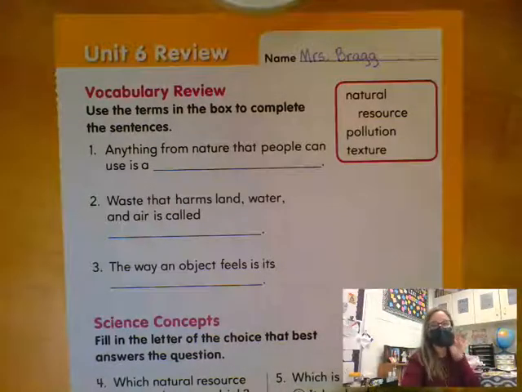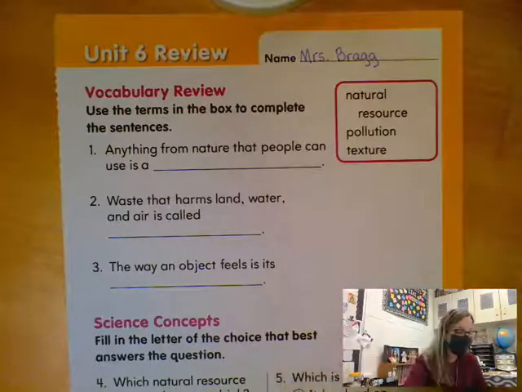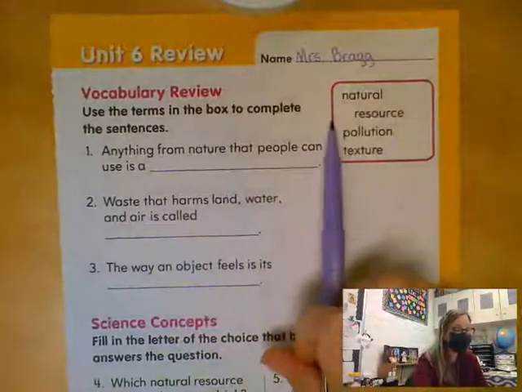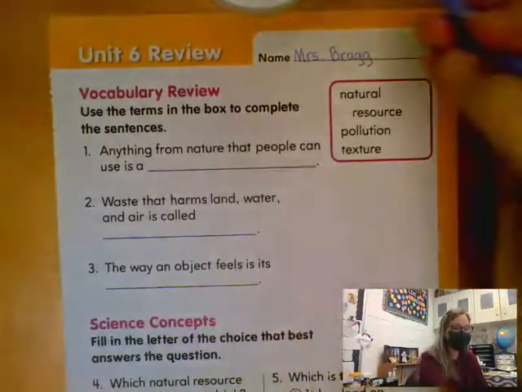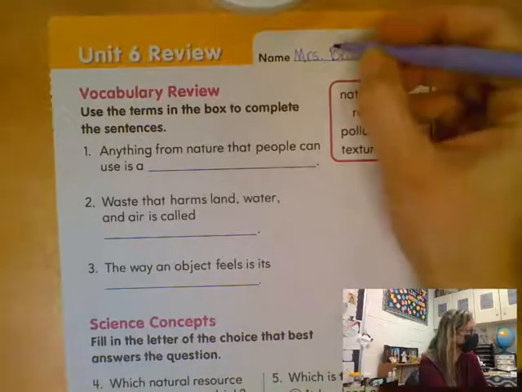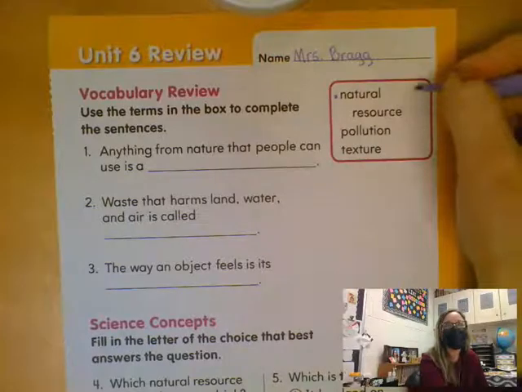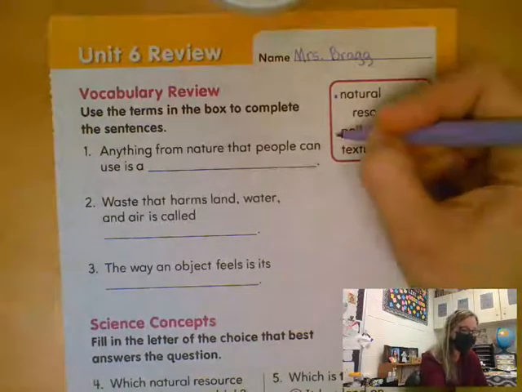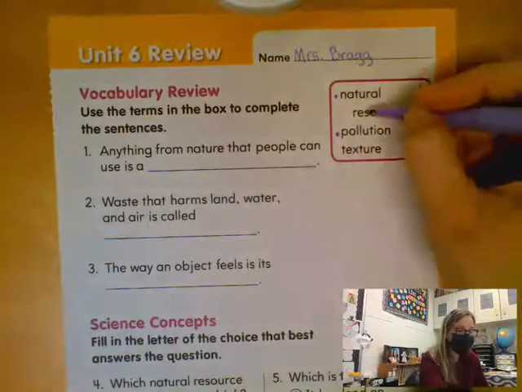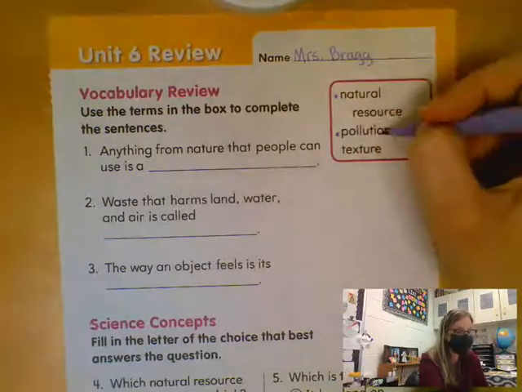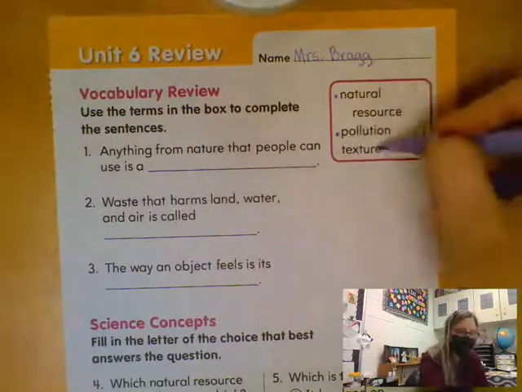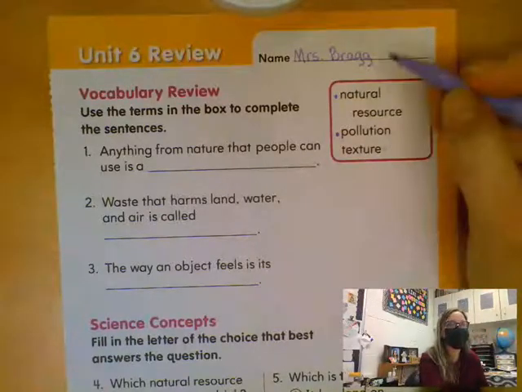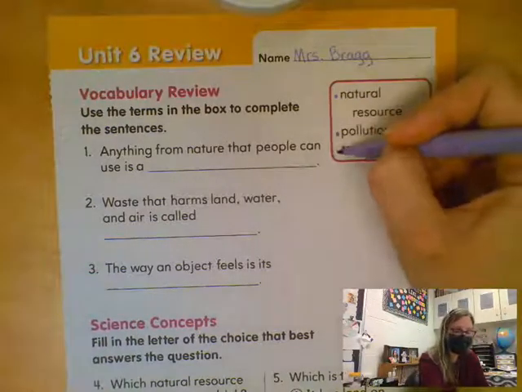So the first 3 words on our review, we are going to use the terms in this box. This first one says natural resource. Can everyone say that? Natural resource. Fantastic. This next one says pollution. Can you all say pollution? Pollution. Fantastic. And this last word says texture. Can you say texture? Texture.